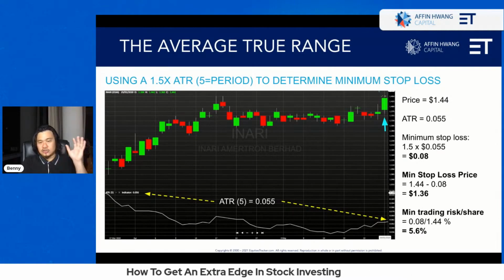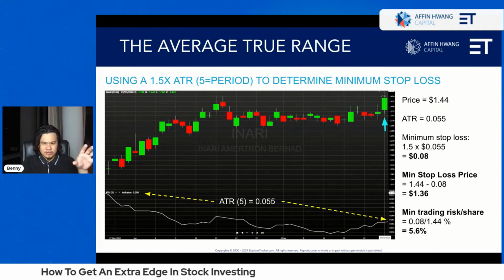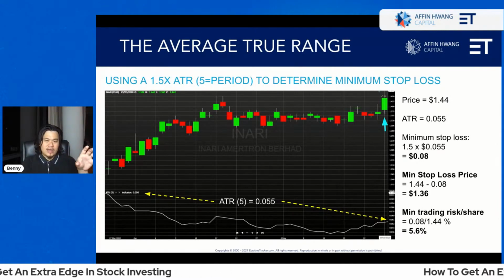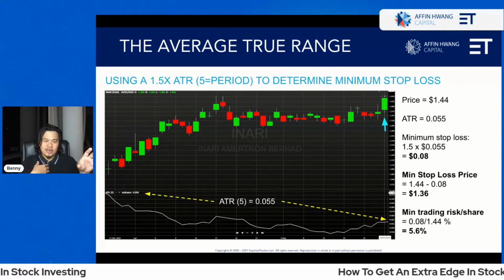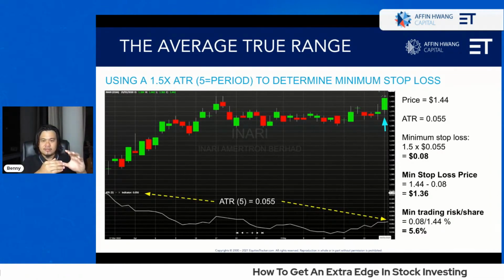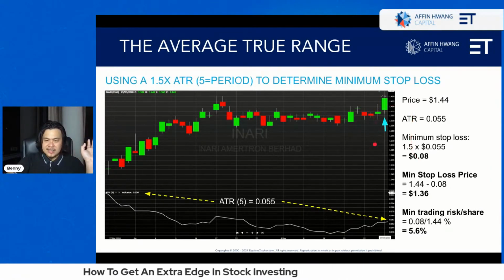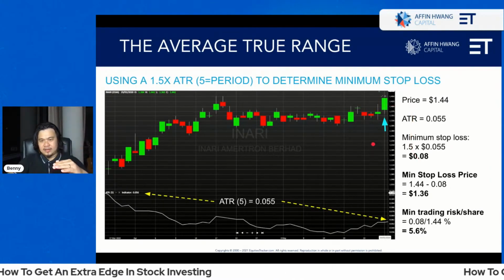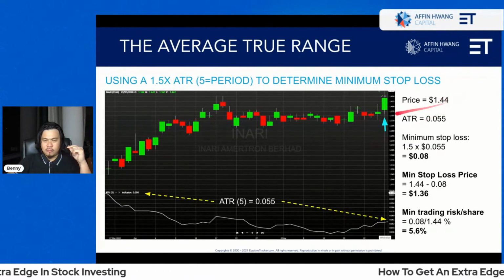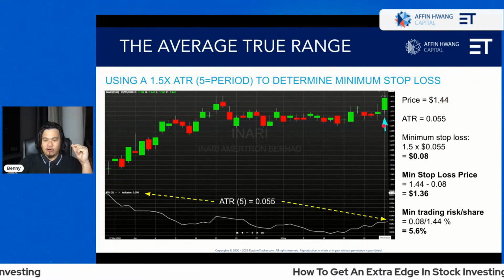So this ATR is not used as the stop loss itself. Normally, I will not use it that way, but I will use it to determine whether the stop loss that I put in my trading plan is enough or not. So if my stop loss is 10 cents, at 144, I put a stop loss at 134, for example.